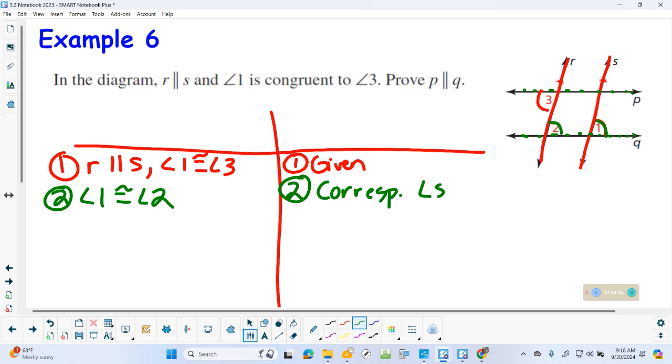Now, I don't need converse because we are not showing the parallel lines. We have parallel lines given. That is what is making those angles congruent. So that's just the theorem.